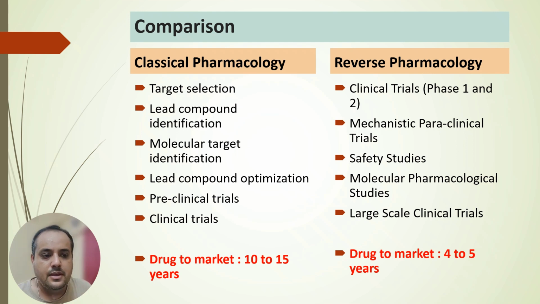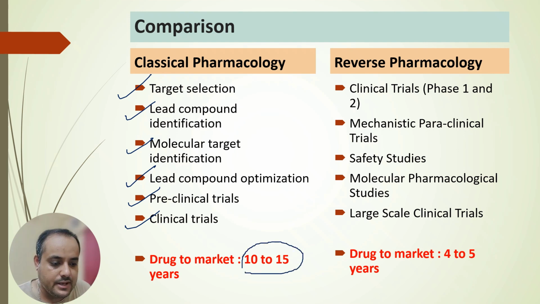Now, if we compare classical pharmacology with reverse pharmacology, in classical pharmacology we start with target selection. From there, we go on to lead compound identification, then molecular target identification, then optimizing the lead compounds. Finally, there are the preclinical and the clinical trials. But this entire process, for a drug to ultimately come to the market, takes around 10 to 15 years.